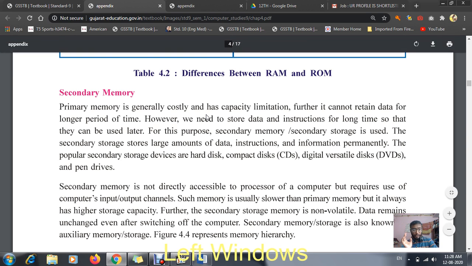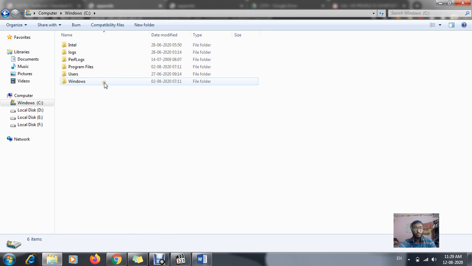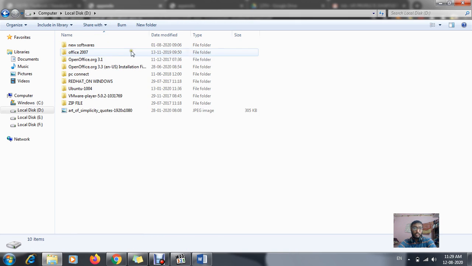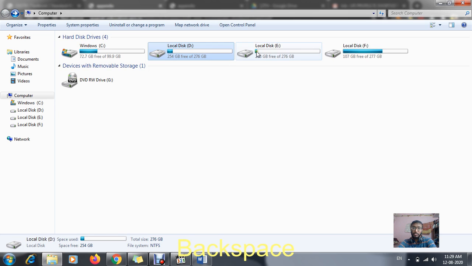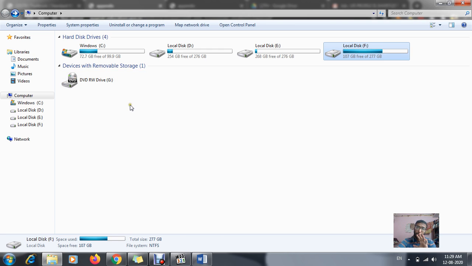Now those who don't know, a hard disk is a computer's main memory where our data will be stored. See, can you see this drive? Windows C, local disk D, local disk E, local disk F. That means I have approximately a 500 GB hard disk, and from that 500 GB hard disk I have divided it into drives. The whole content, the folders in the C drive, D drive, E drive and F drive, is in my hard disk, which is stored permanently. This is the best example of a hard disk.